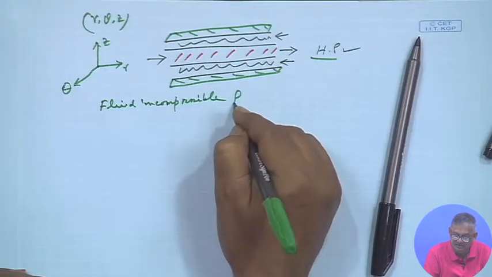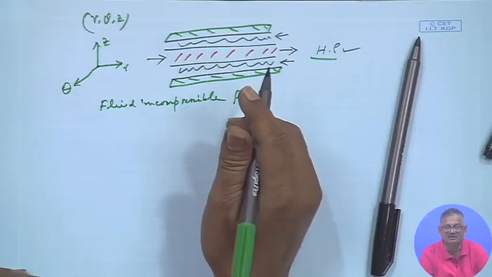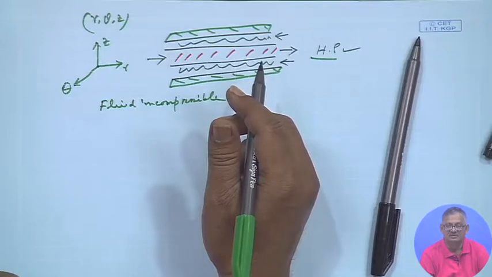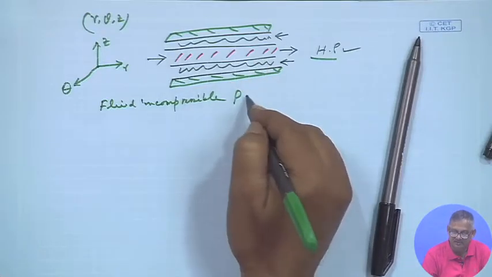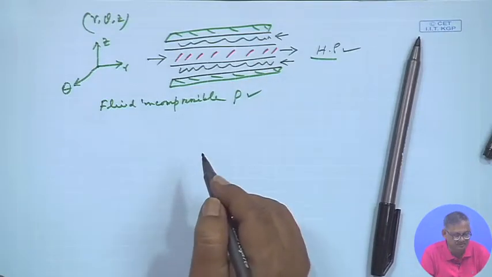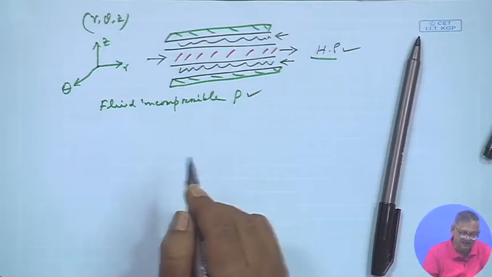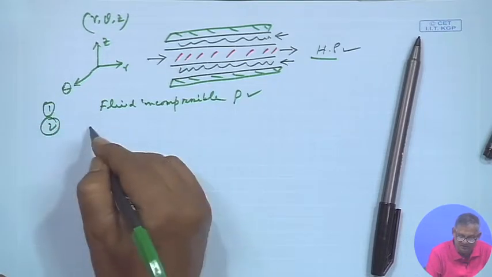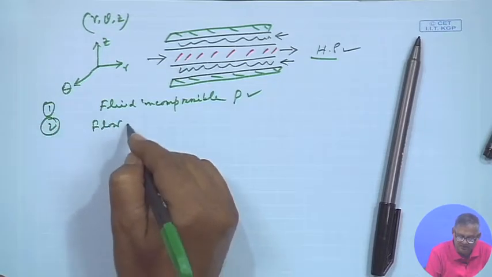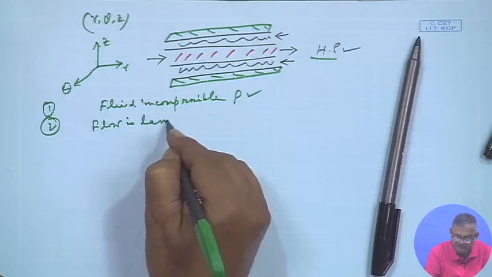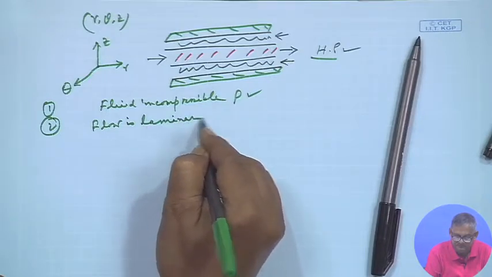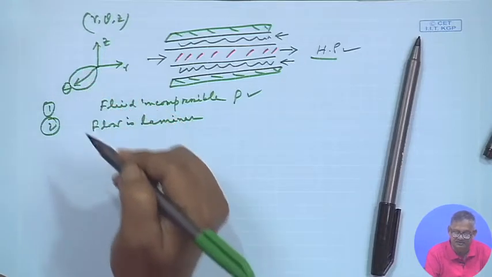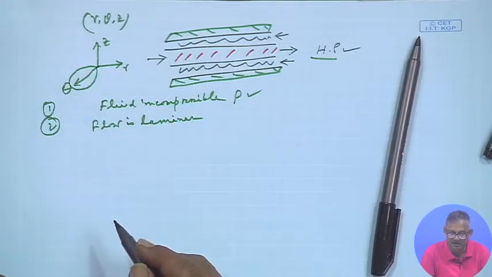That means density does not vary significantly with pressure, so we assume that this density remains constant, right. And then some other assumptions: the second one is that flow is laminar. The moment flow is laminar, that is why this third dimension theta is going out, right.